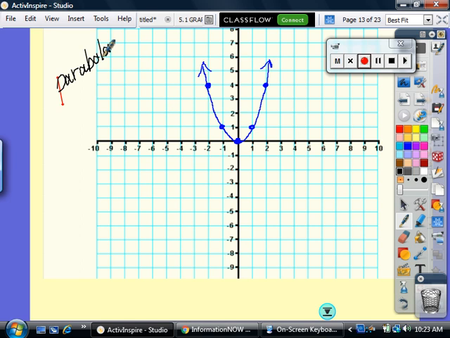This is a parabola. It's spelled parabola. It's a U shape, okay? It's a U shape. All right.